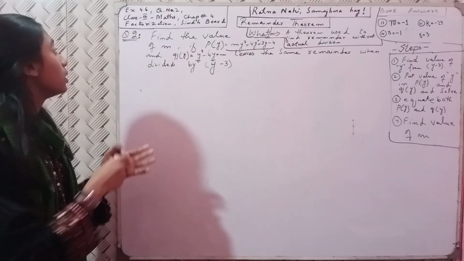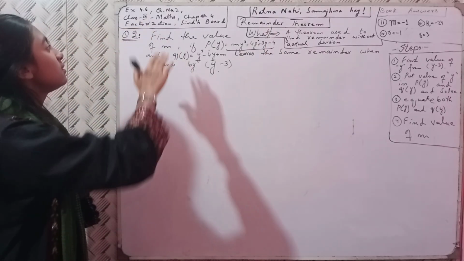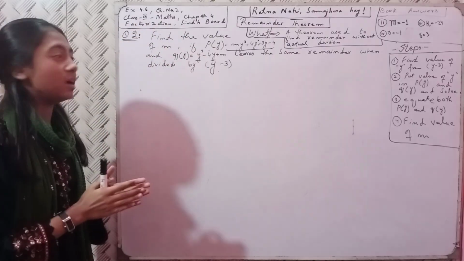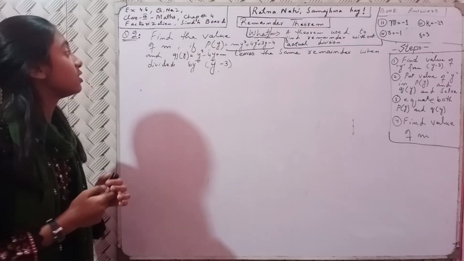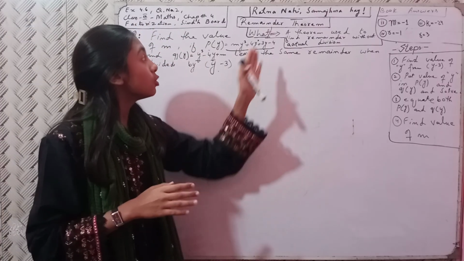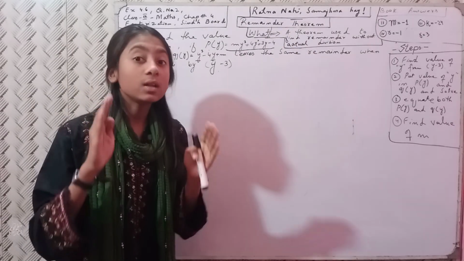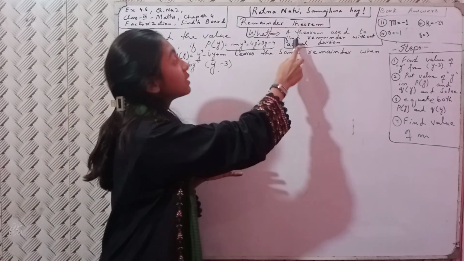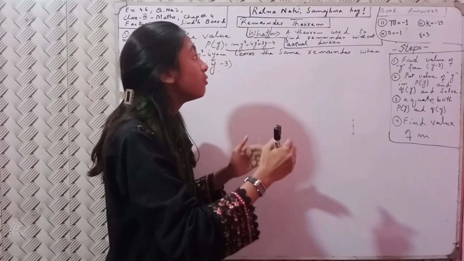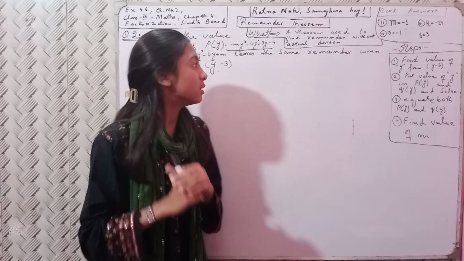So, today we are going to learn exercise 4.6 question number 2, class 9 mathematics, chapter number 4 factorization, Sindh Board. The concept we have is the remainder theorem. What is the remainder theorem? A theorem used to find the remainder without actual division is called the remainder theorem.